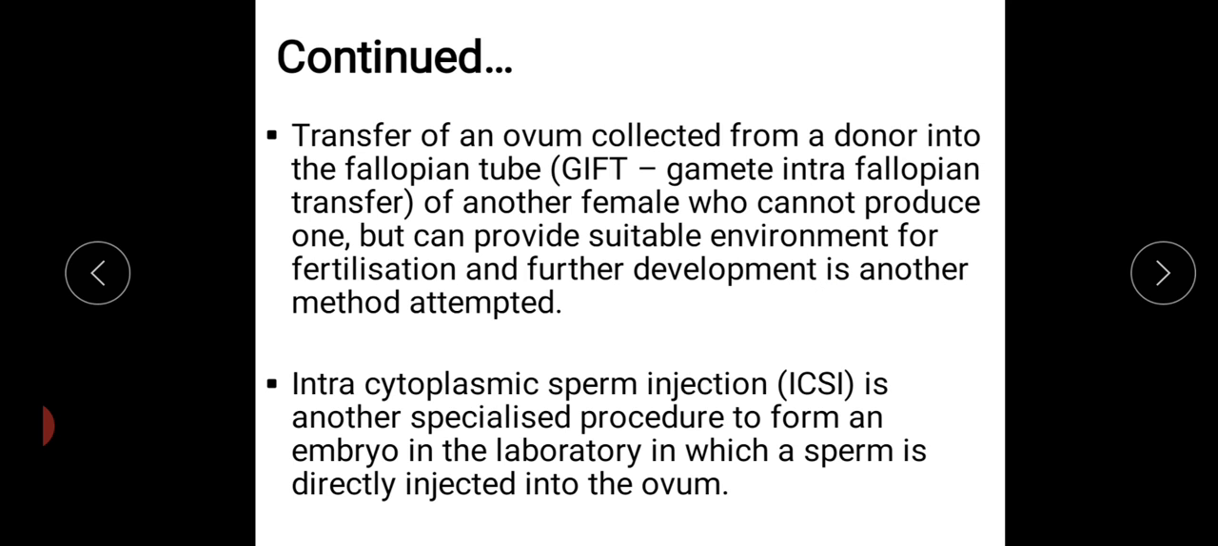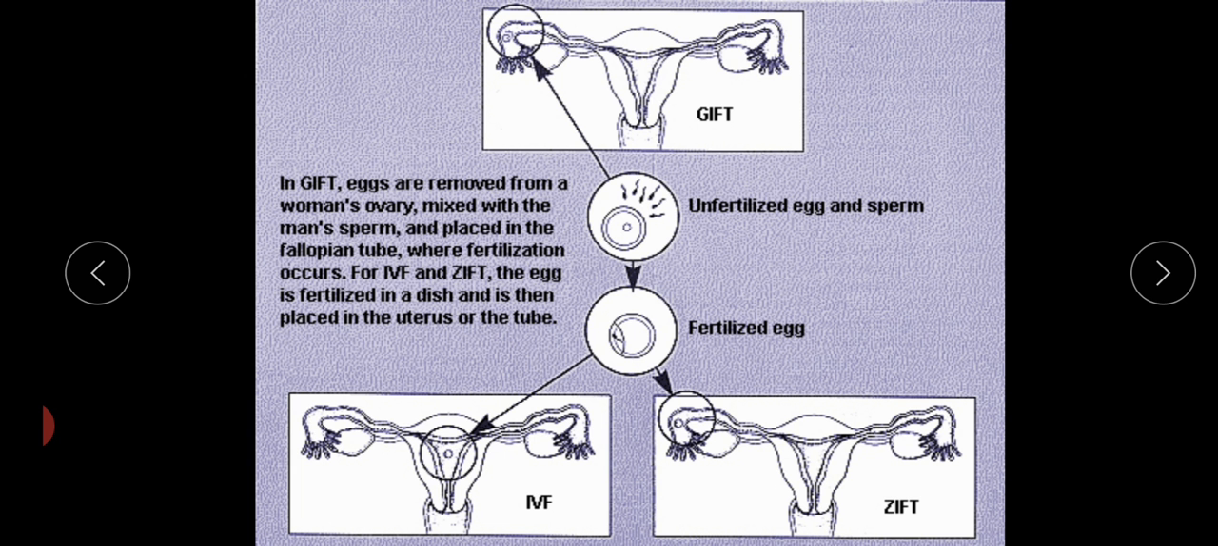Intracytoplasmic sperm injection, ICSI. This is also a very prominent procedure. Why? Because this is very precise and the chances of success rate are really very high in intracytoplasmic sperm injection. It is another specialized procedure to form an embryo in the laboratory, in which a sperm is directly injected into the ovum. So here I have given a diagram.